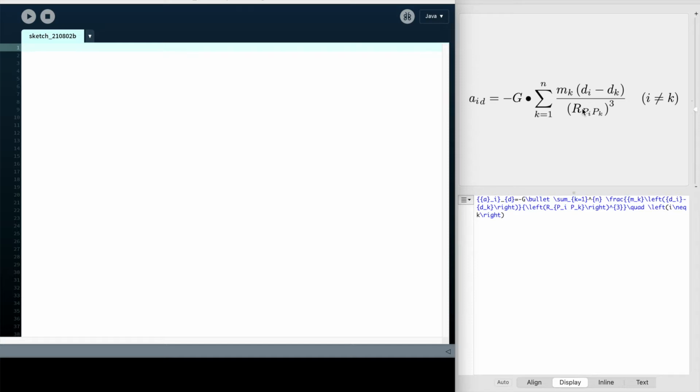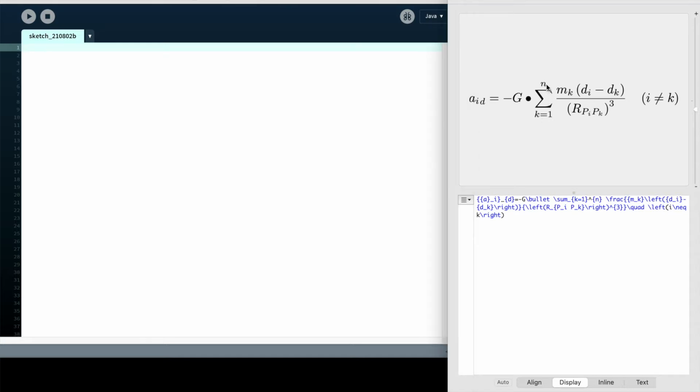And here, k means any object from object number 1 to n, and therefore n is our number of objects. So we're adding all the effects of acceleration. Because acceleration is a vector quantity, we could just add all of them. We're adding all effects of acceleration in the d dimension from object number 1 to object number k, to object number n. And of course, we're not considering itself, so we're saying that i is not equal to k.